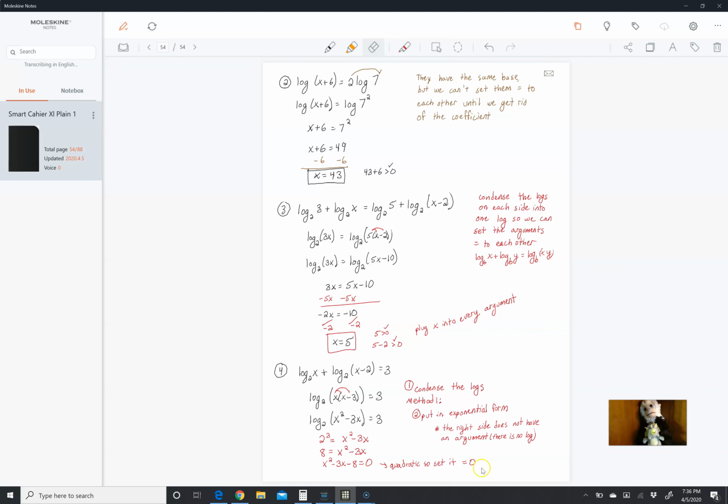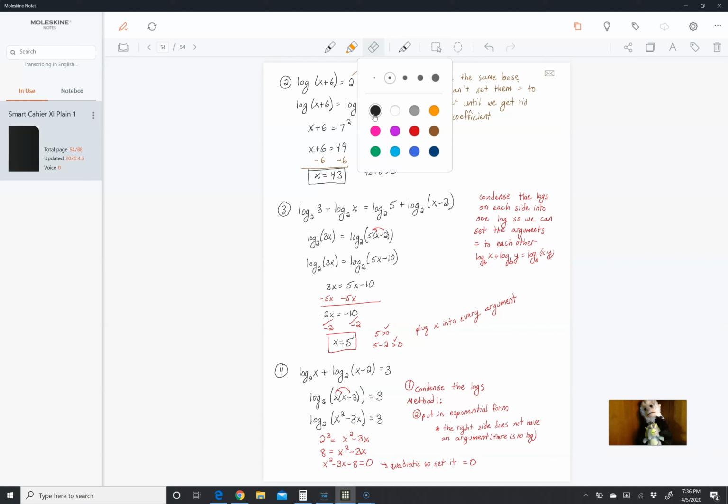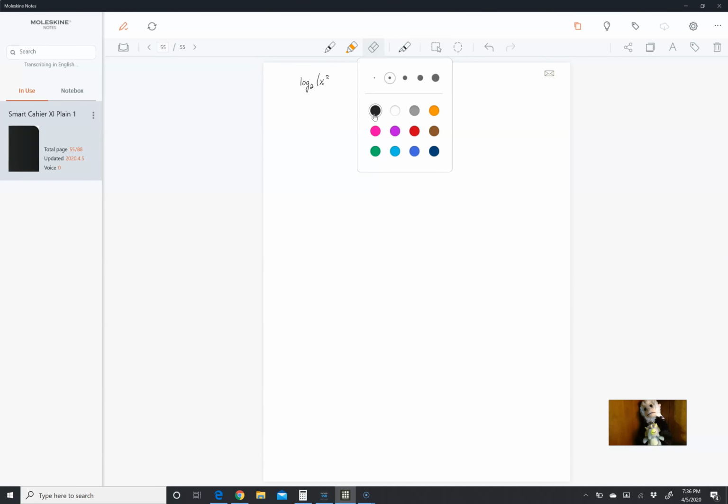Now before we go ahead and do any more, we're going to do the second method. The second step is just a little bit different if we do the second method. And then we can go through and solve the quadratic. So on the next page, I'm going to rewrite this log base 2 of x squared minus 3x. And this time we're going to use the second method.